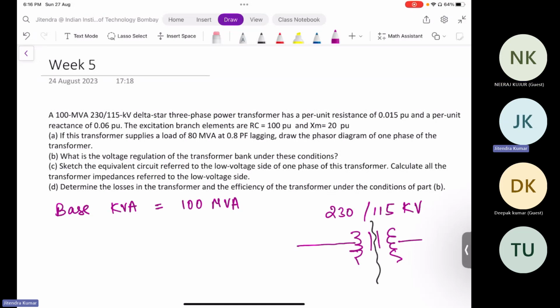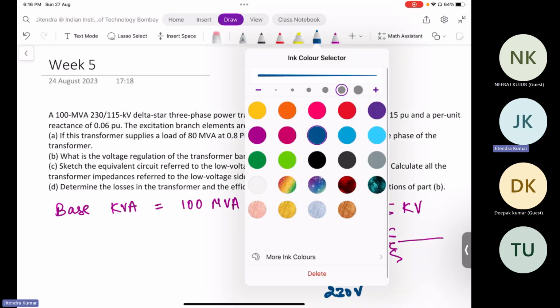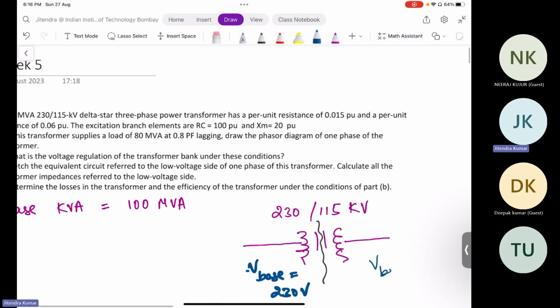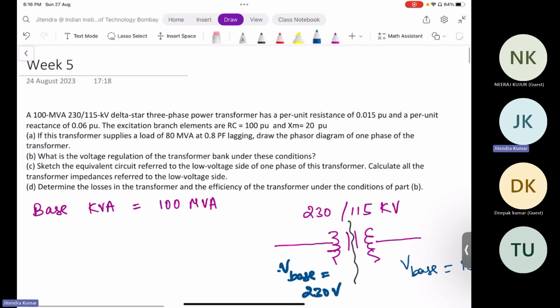If you are considering only the left hand side where it is 230 volts, the base value of the voltage on the left hand side will be 230 volt only. So V base on the left side is 230 volt, and V base on the right hand side will be 115 kV.